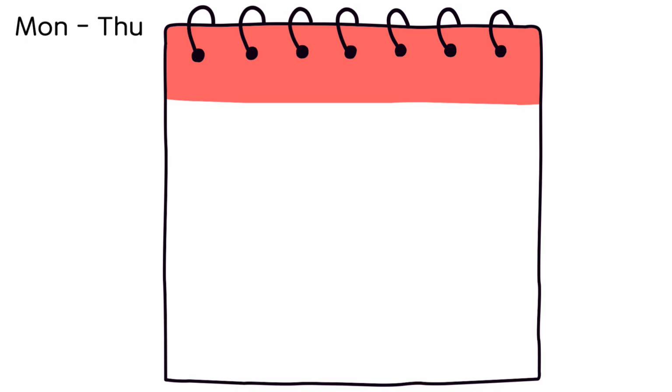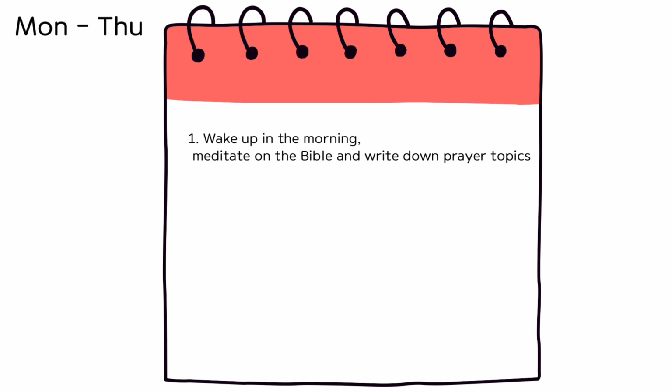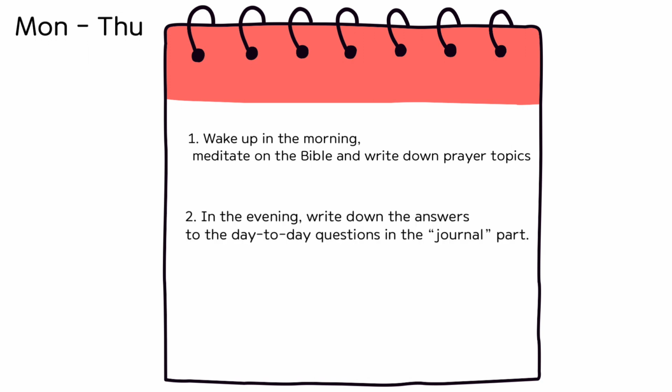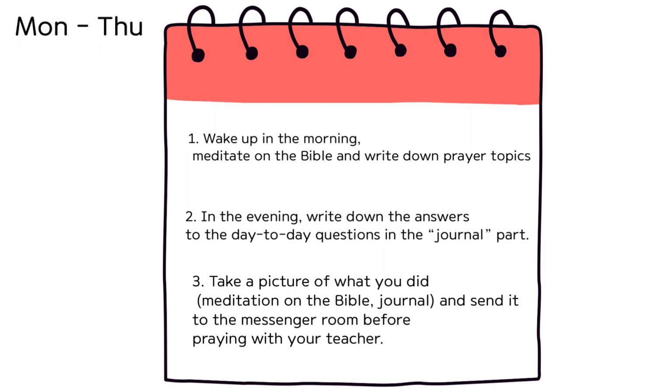Let's review the order of doing these prayer activities over the phone. Monday to Thursday. 1. Wake up in the morning, meditate on the Bible, and write down prayer topics. 2. In the evening, write down the answers to the day-to-day questions in the journal part. 3. Take a picture of what you did and send it to the messenger room before praying with your teacher.